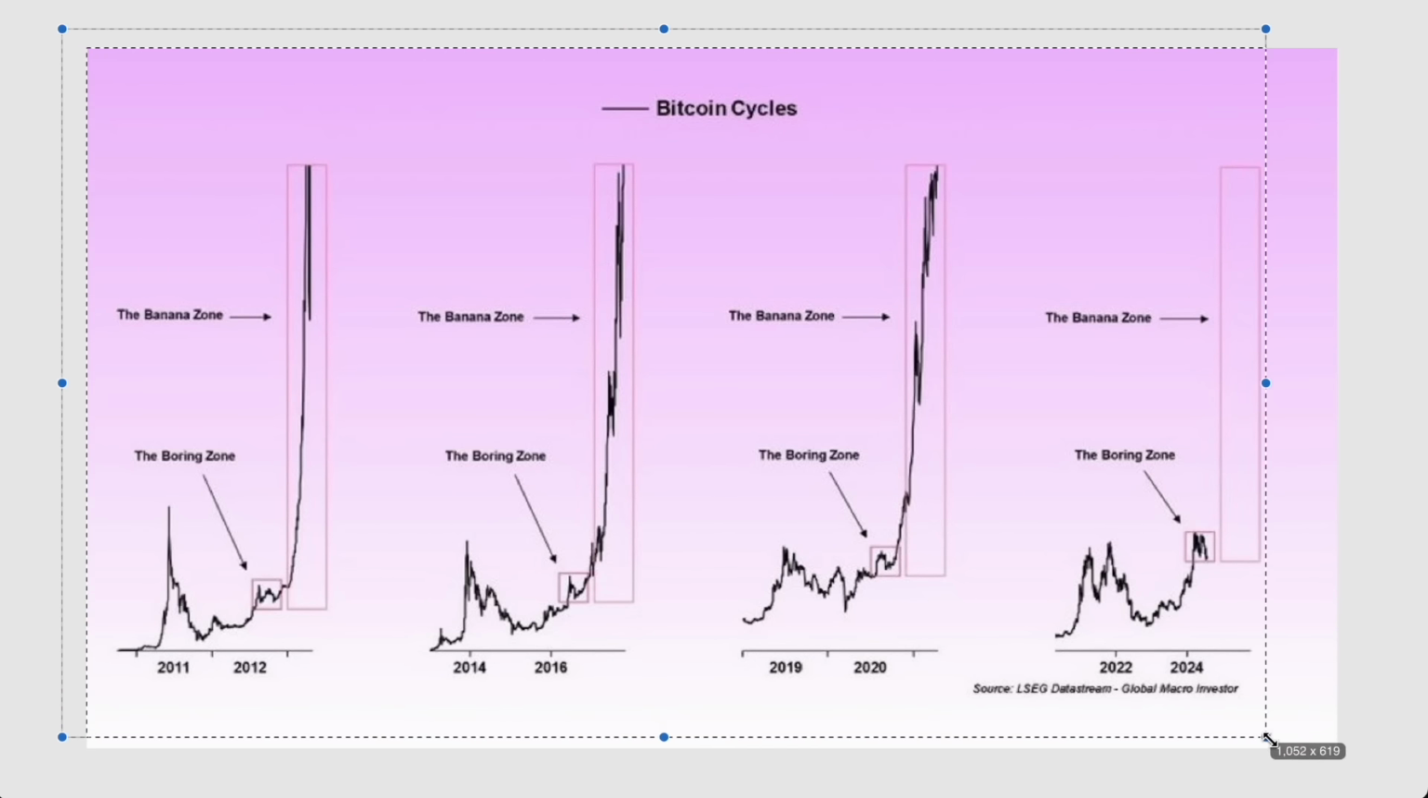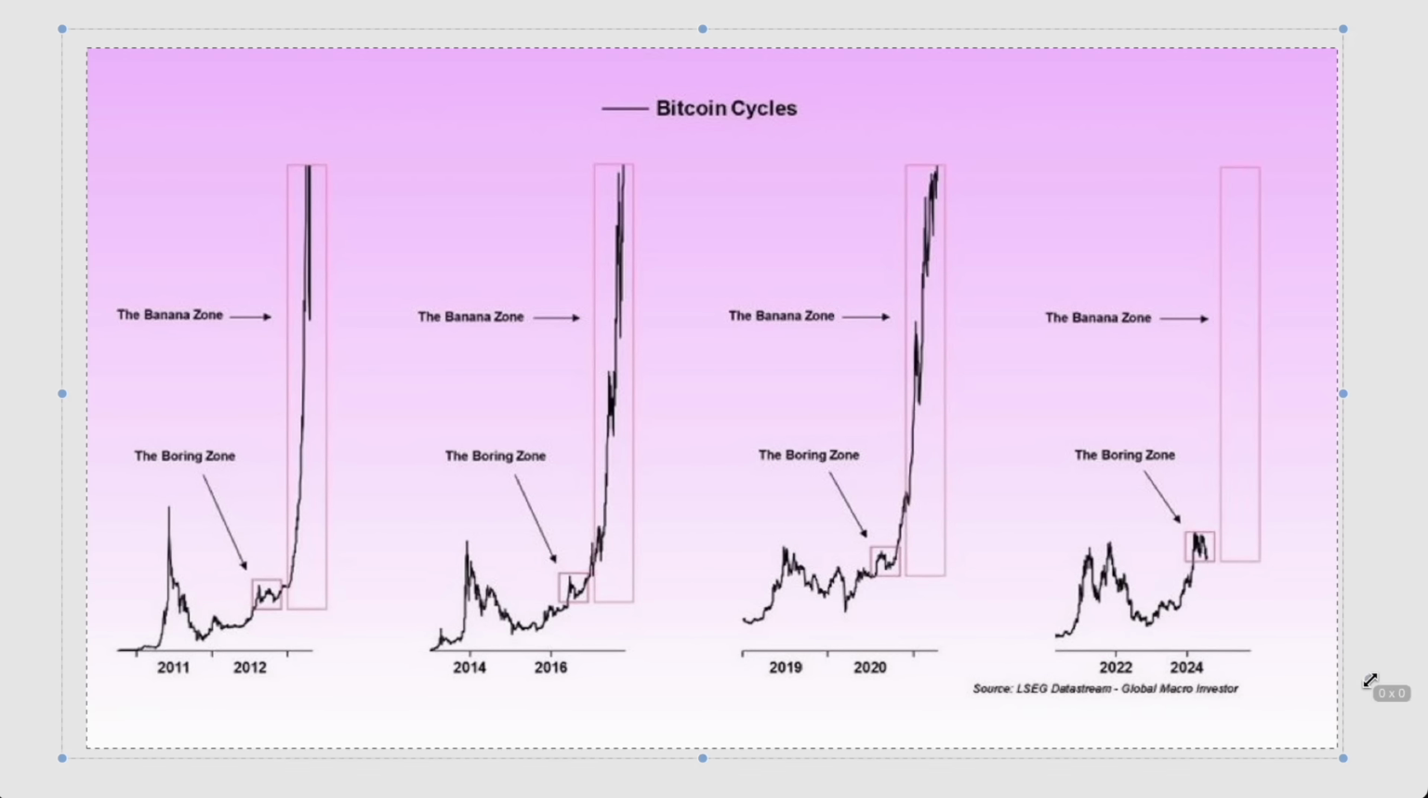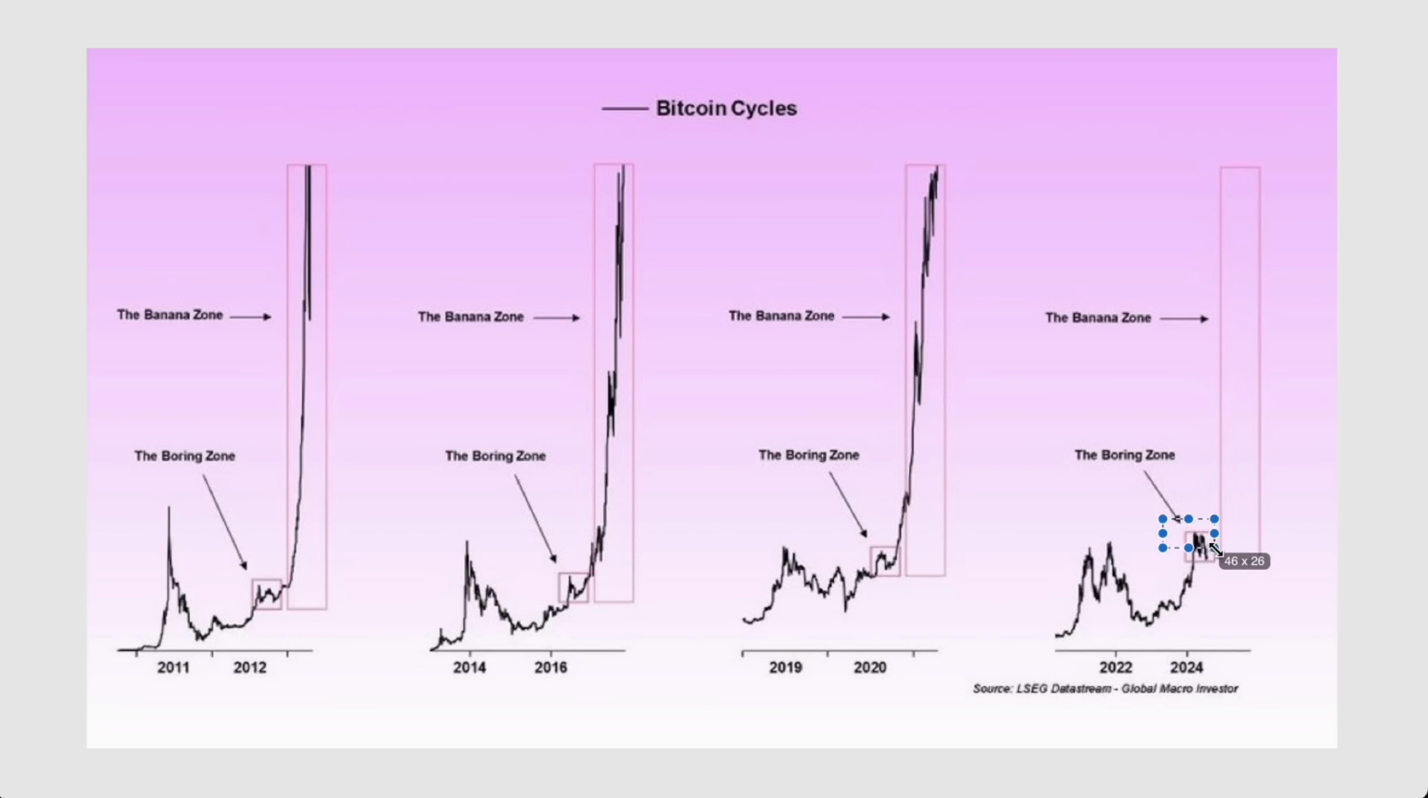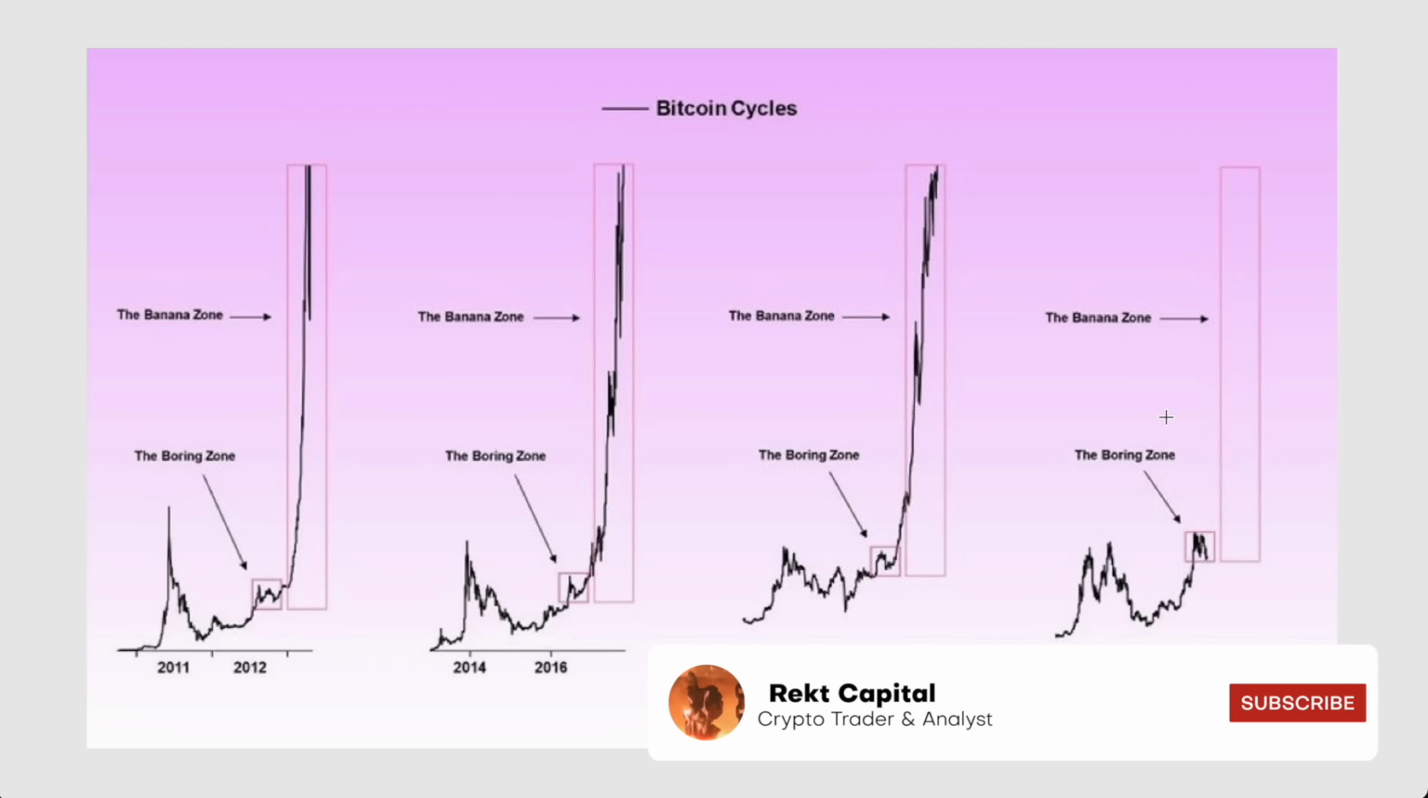Here's the ultimate cheat sheet you need for Bitcoin's price action over the coming months. We will be looking at the two distinct phases, the boring zone, so to speak, and the banana zone. We'll be talking about these phases in a lot more detail, talking about market cycles for Bitcoin.